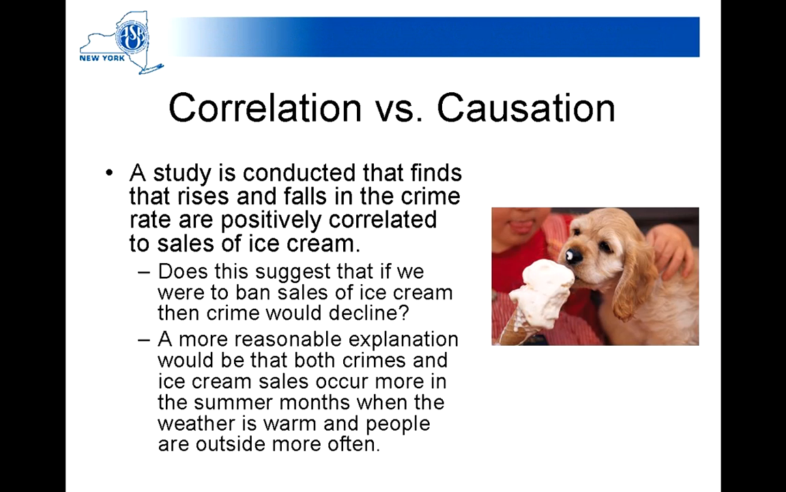A more reasonable explanation would be that both crimes and ice cream sales occur more in the summer months, when the weather is warm and people are outside more often. Simply put, when people are inside, there's not as much crime as when people are outside. So the causation is maybe more weather-related, and both of them are correlated to the temperature, and one is not necessarily causing the other. It's an important caution when looking at your results to recognize the difference between can I say one caused the other versus can I simply say that there is a relationship between the two, that one is associated with the other.